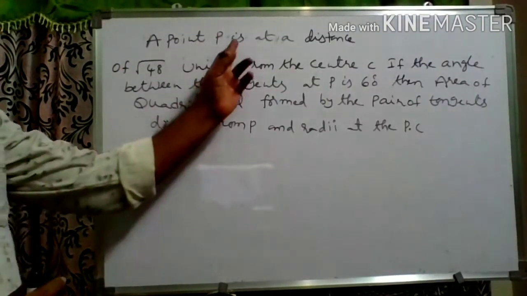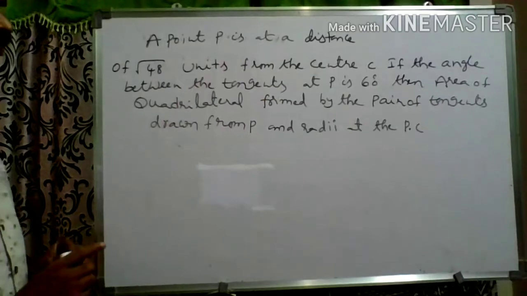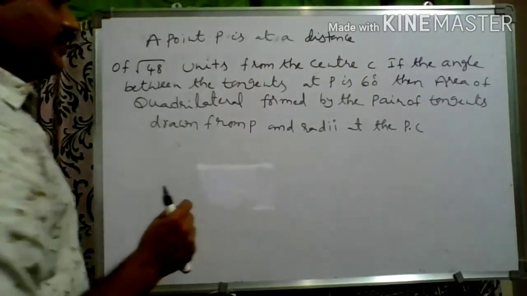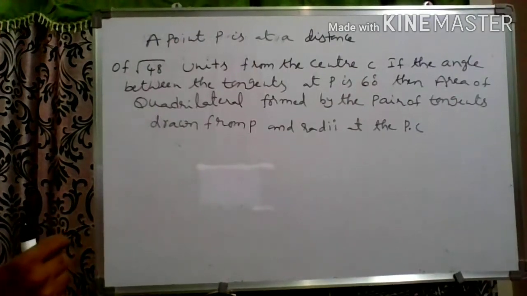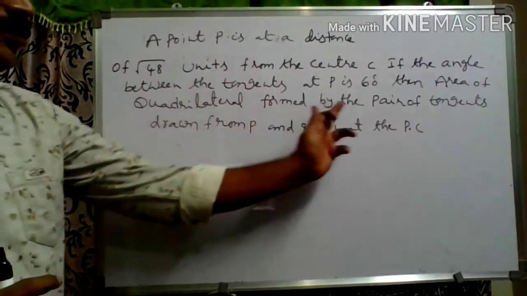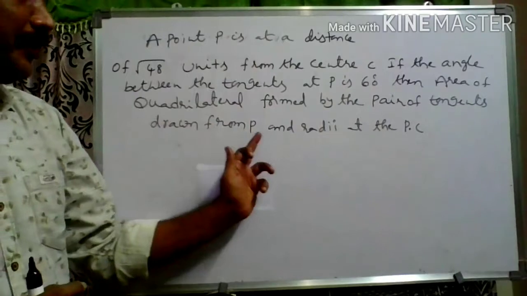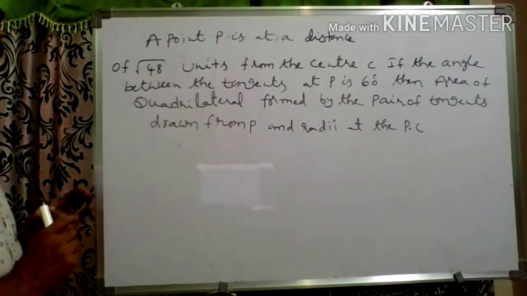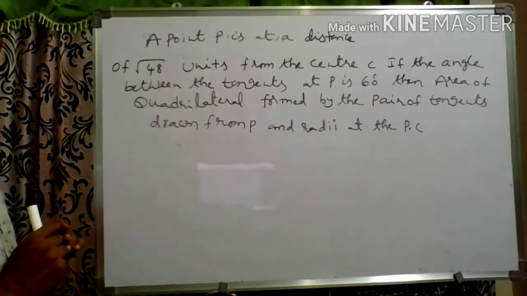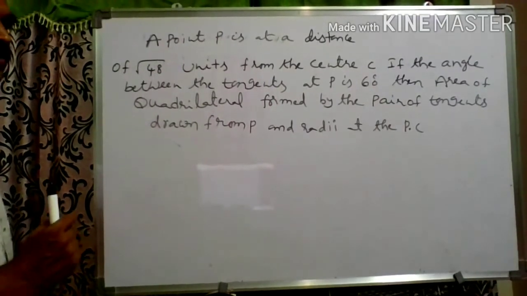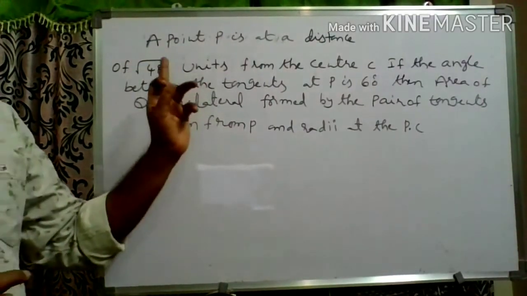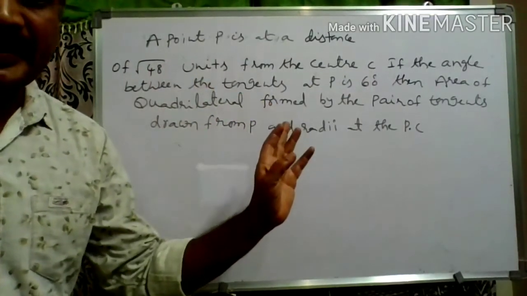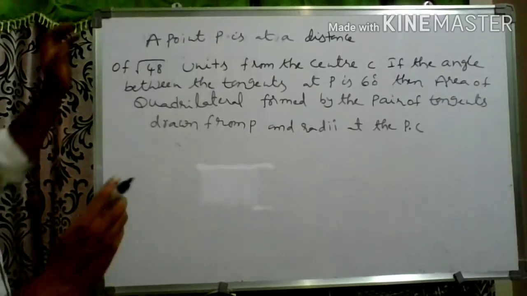A point P is at a distance of root 48 units from the center C. If the angle between the tangents at P is 60 degrees, then find the area of the quadrilateral formed by the pair of tangents drawn from P and the radii at the points of contact. Students, the area of the quadrilateral formula is r into root s11. Here we calculate the radius and root s11.